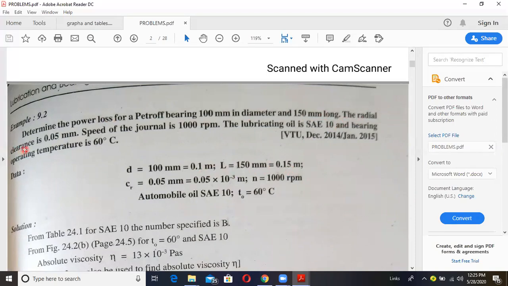The radial clearance, not the diametrical clearance. It is radial clearance, so CR you will get. If it is diametrical clearance, you will get capital C. Now it is radial clearance, you will get CR is equal to 0.05 mm. Convert into meters. Next, speed of the journal, small n they have given. The lubricating oil is SAE 10, so the type of the oil is SAE 10, and the bearing is operating at a temperature of 60 degrees Celsius. So SAE 10 and operating temperature T0 is equal to 60 degrees Celsius.